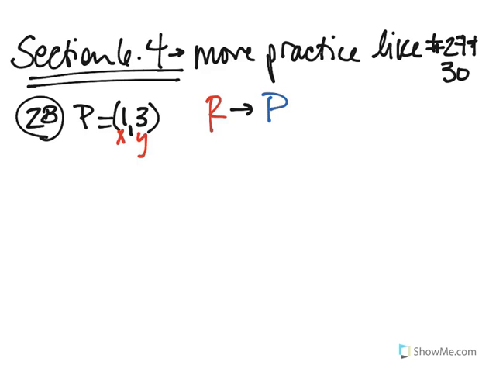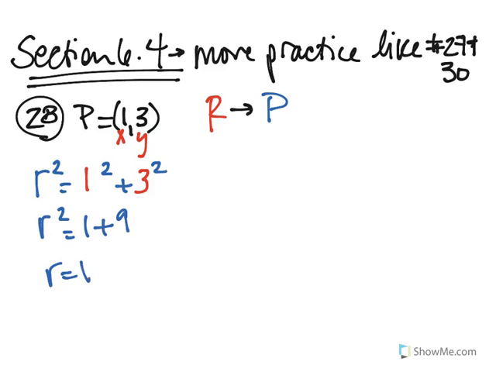So I'm going to do this first, and this should be what you guys already know. r squared is equal to x squared plus y squared, so it's equal to 1 squared plus 3 squared. So I'm going to solve that. r squared equals 1 plus 9. r is going to equal radical 10.